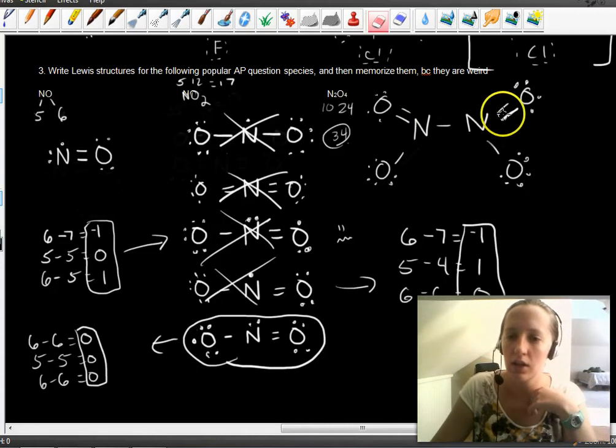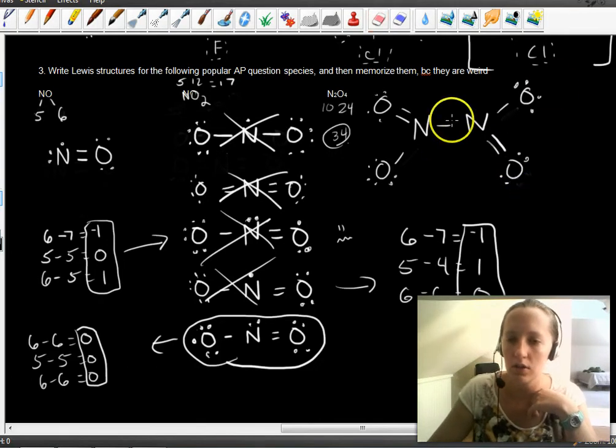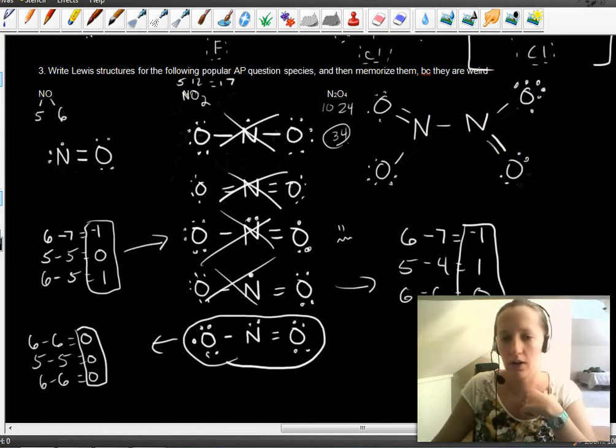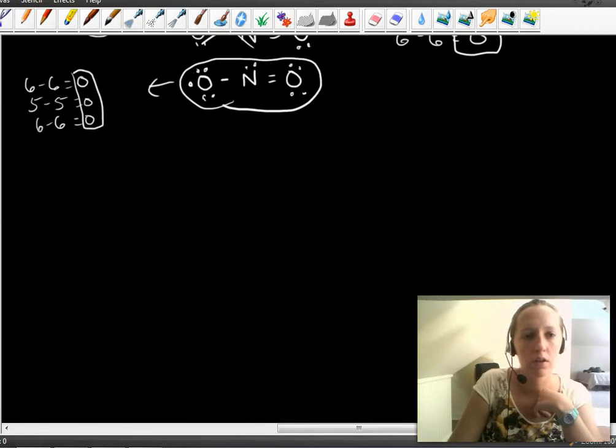So in fact, this is not as good as doing it this way, in which you have the double bonds kind of squeezing apart from each other so that they are not nearby. So that's the Lewis structure for N2O4. All right, and now question 4.